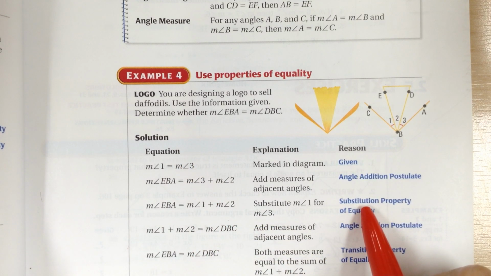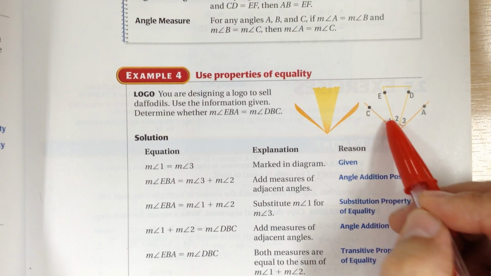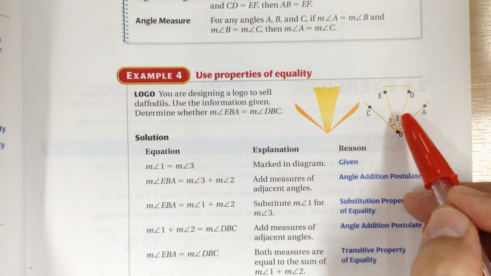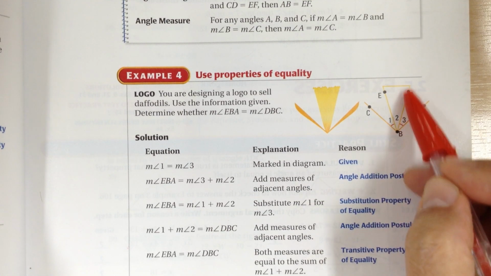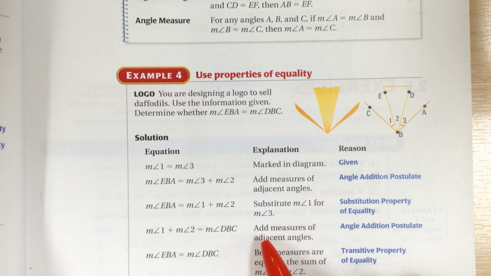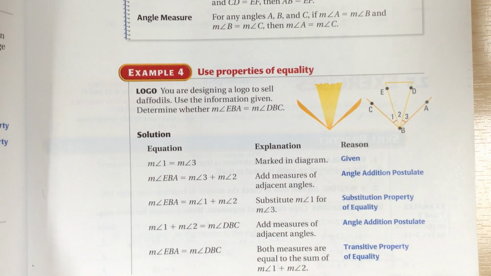And then also just by looking at the diagram, see angle 1 and angle 2. Angle 1 plus angle 2 equals CBD, or DBC. So this is the angle addition postulate, right? Again, part 1 plus part 2 equals the whole thing. That's what the angle addition postulate is. Then after that, we're going to do the substitution. You can call it substitution or transitive. Either one is going to work, okay?